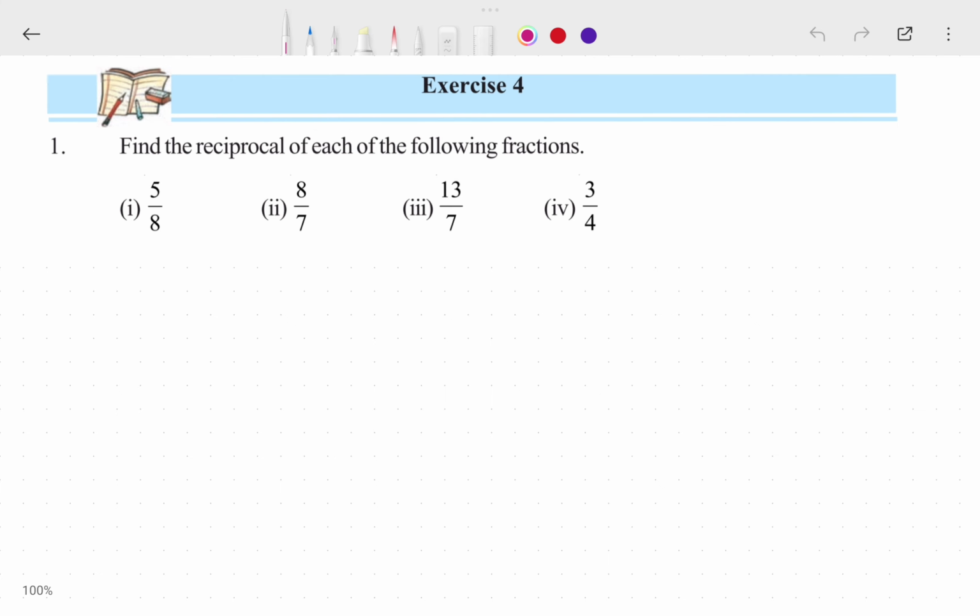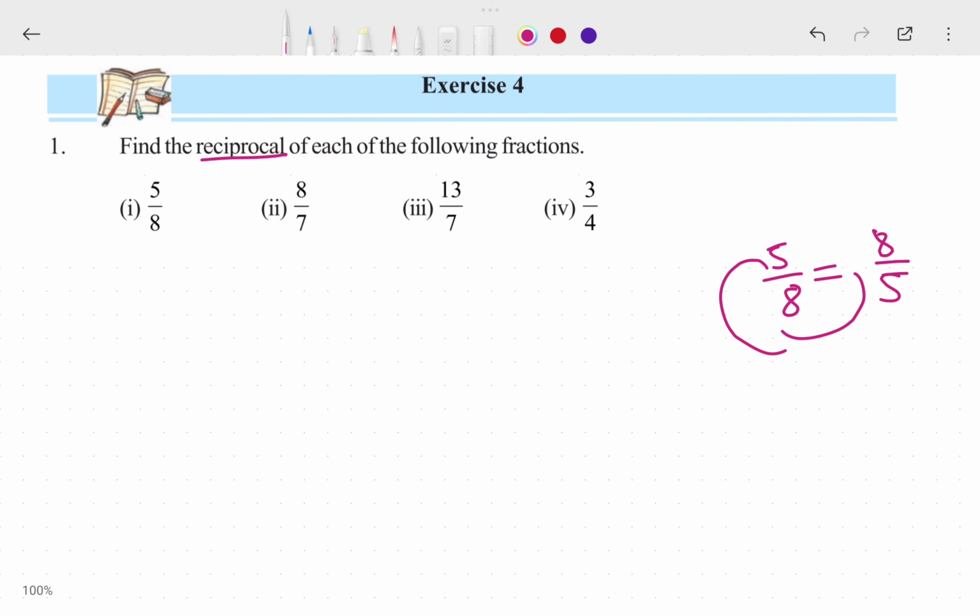Okay, so let's start here. The first question is: find the reciprocal of each of the following. So, what does reciprocal mean? In this one, 5 by 8 is written. When we talk about the reciprocal, the 8 goes up and the 5 goes down, so it becomes 8 by 5. This is the reciprocal.